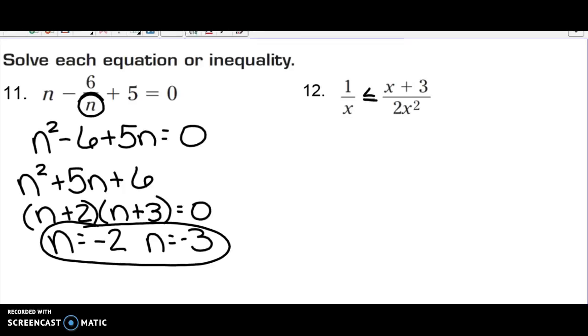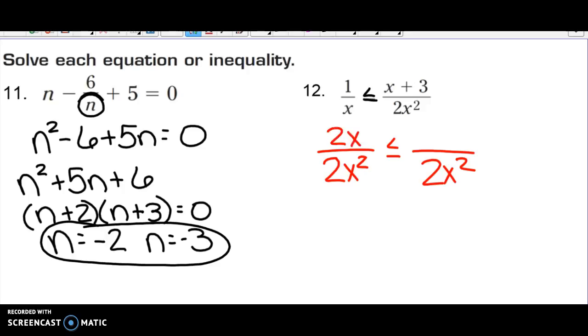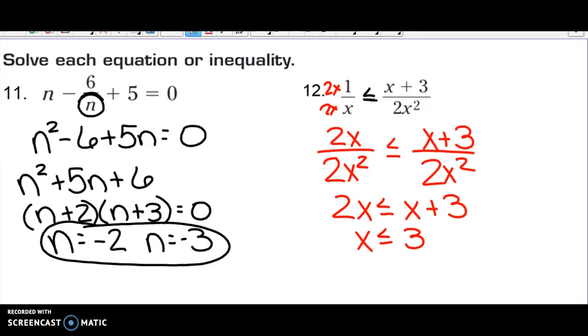So we've got 1 over x equals that. The common denominator is going to be 2x squared. And we're going to go ahead and make this a 2x. I think that's right. Yeah, 2x times 2x. And then this is going to give us, we don't have to do anything with this one. Okay, good. All right, so now you're going to go and drop your denominator. 2x is less than or equal to x plus 3. So now you've got x is less than or equal to 3.